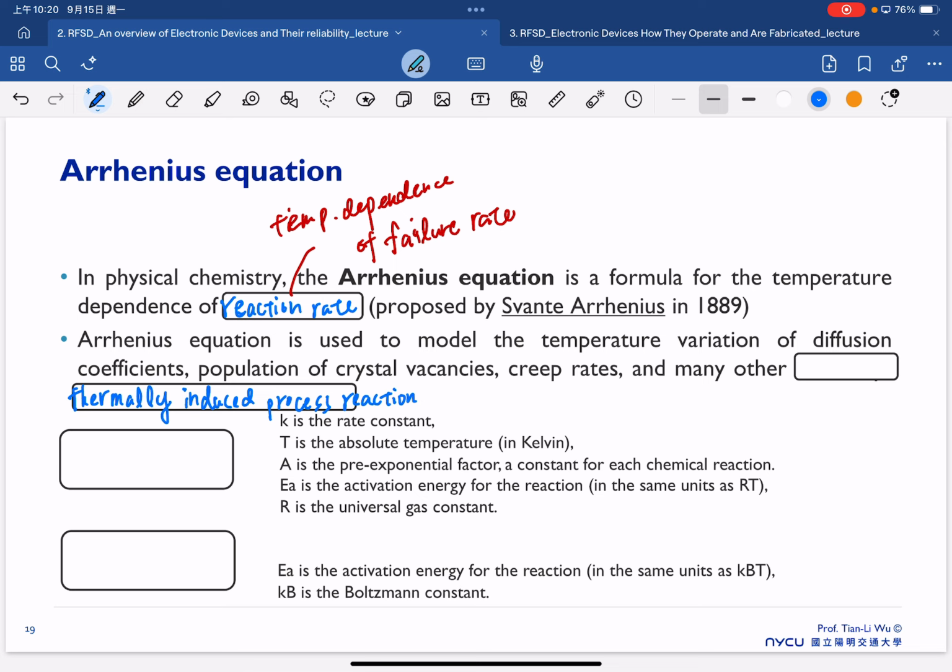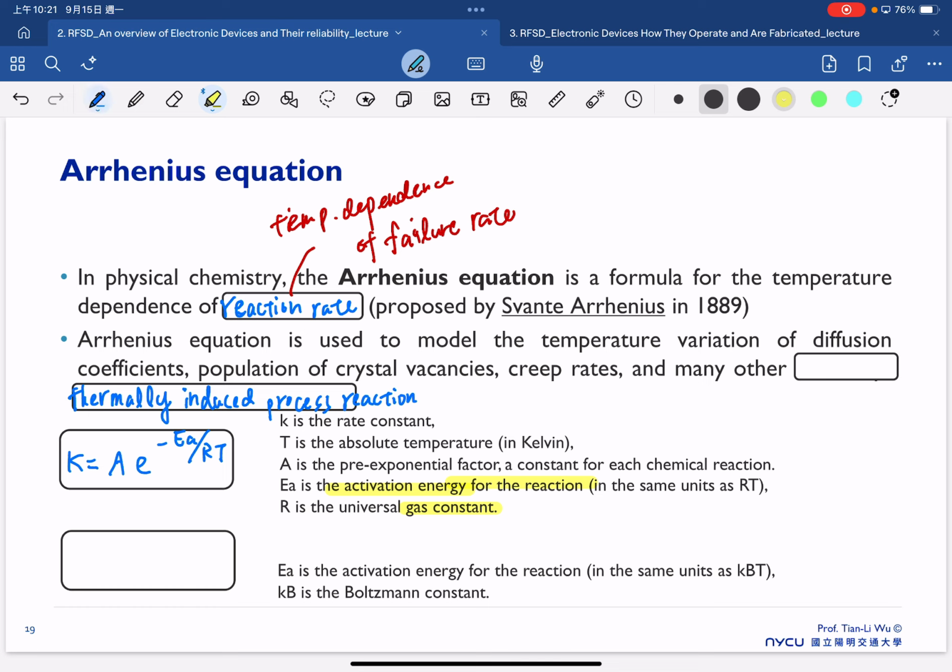So there are two different kinds of this Arrhenius equation that we can use in different scenarios. The first one: k is equal to A exponential minus Ea over RT. And here k is a rate constant, and Ea here is the activation energy for the reactions. But now we consider the R here, which is a gas constant. So this is the equation we use to describe gas molecules, which is something that we are not interested in.